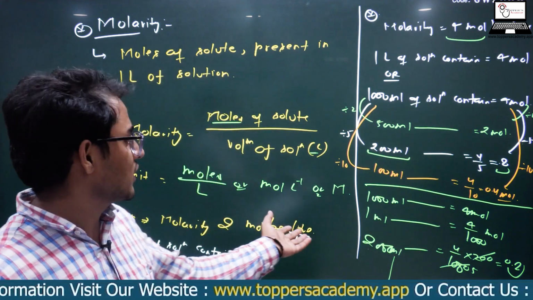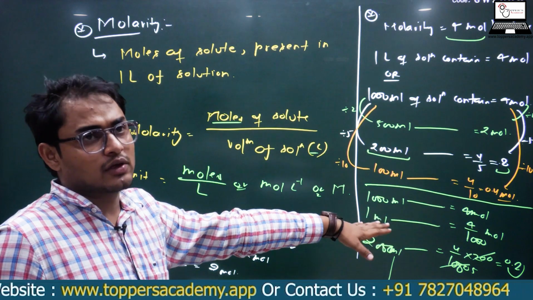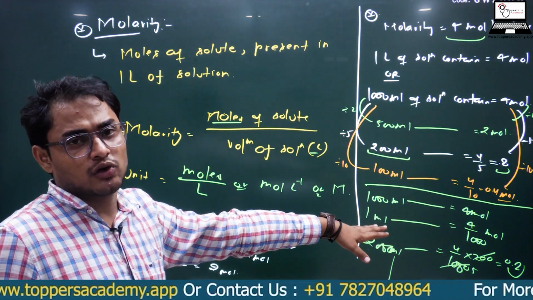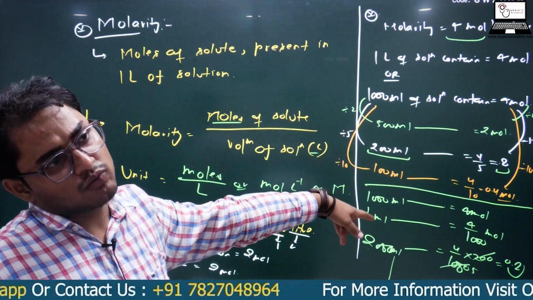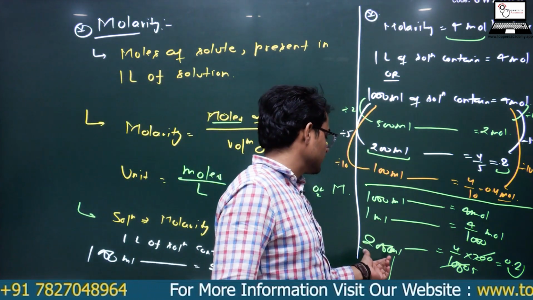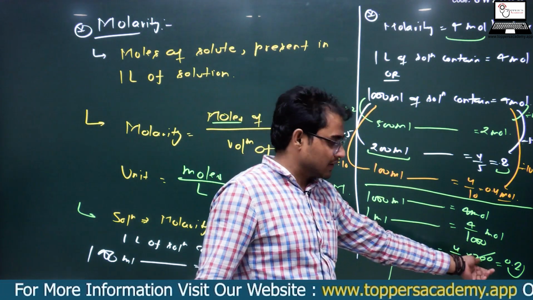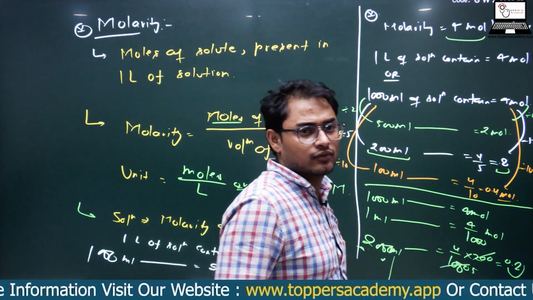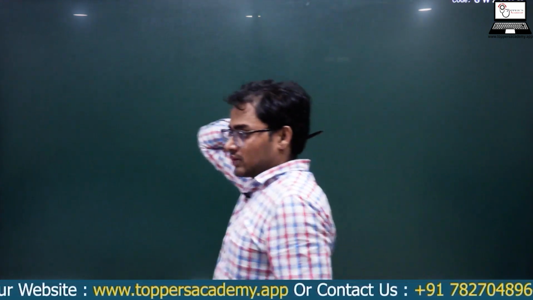So in this way you can show that 1000 ml contains this amount of moles of solute, and obviously 1 ml will contain this many moles of solute. Whatever volume you want to calculate, you just multiply by that value and you will get the moles of solute in that particular amount. That is all about that.